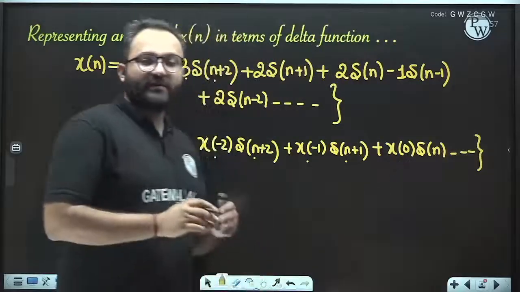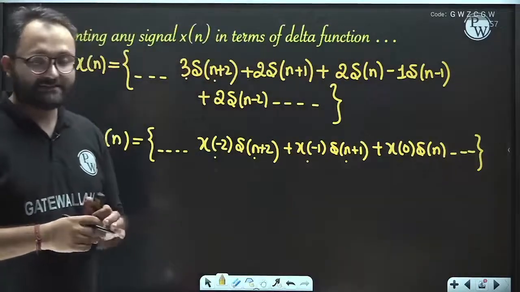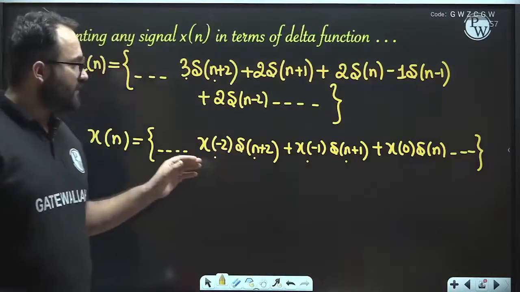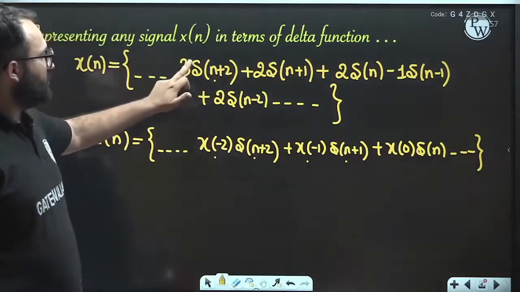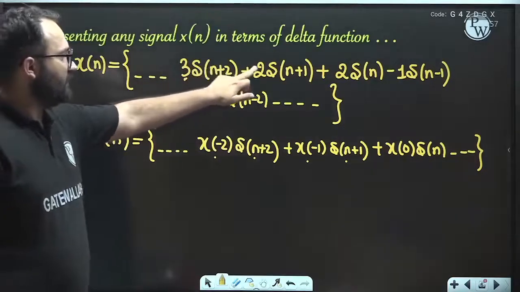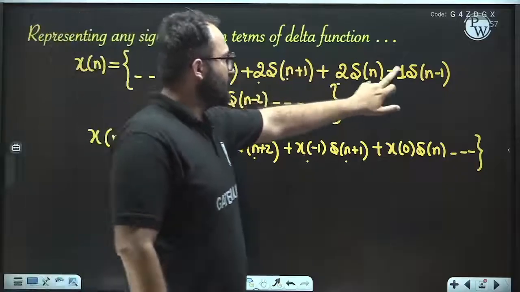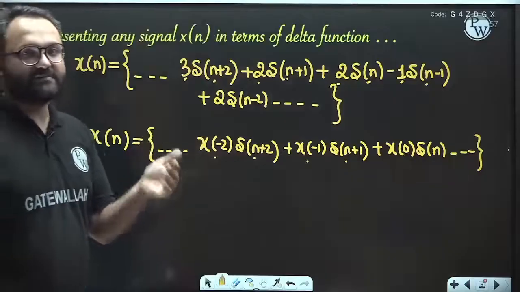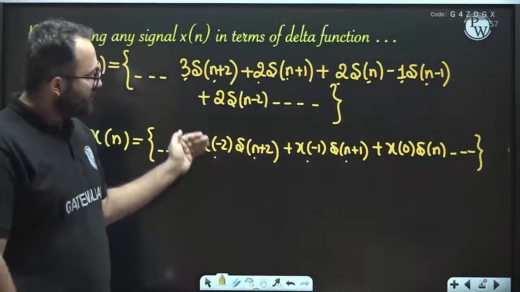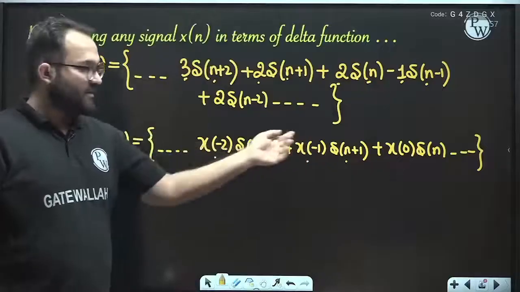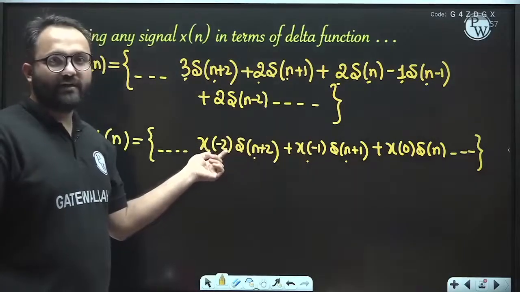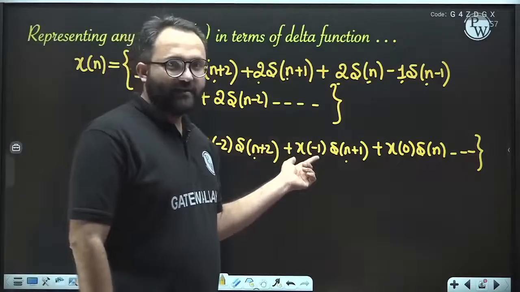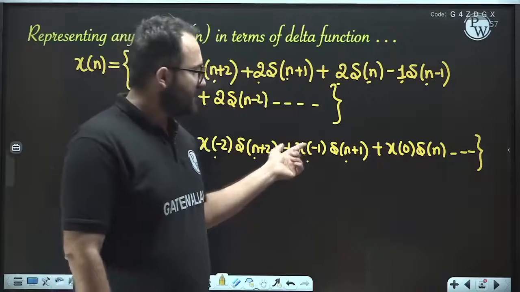Are you able to understand how we are writing this? I hope all of you are, because we are simply putting the value of the signal and the location, value, location, value, location. Delta is telling the location and the multiplication factor is telling the value. In the simplified version, x[-2] is the value of the signal at n equal to minus 2, and this shows the location. x[-1] is the value at minus 1 location, and this shows the location.